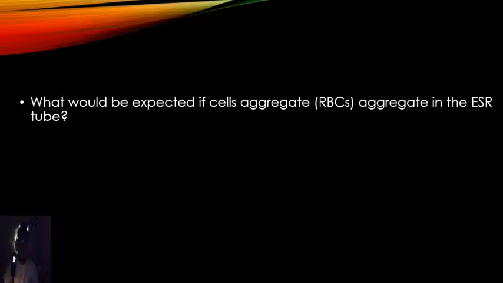Well, when the cells aggregate in the ESR tube, there would be a faster ESR result. Normally they would sediment faster than normal RBC sedimentation rates. So it will be a faster one. What do you mean by aggregation? Aggregation is when cells clump together.